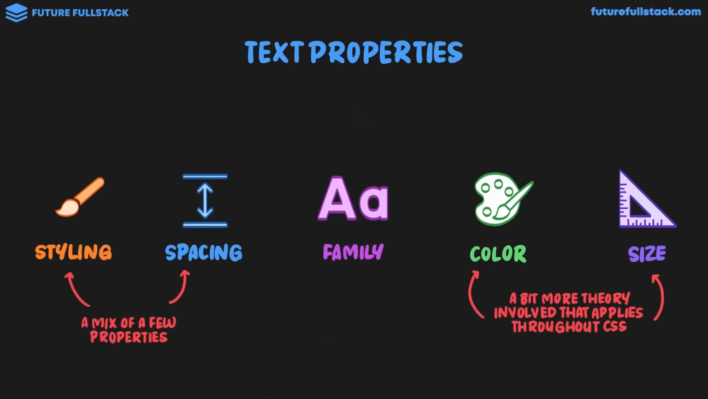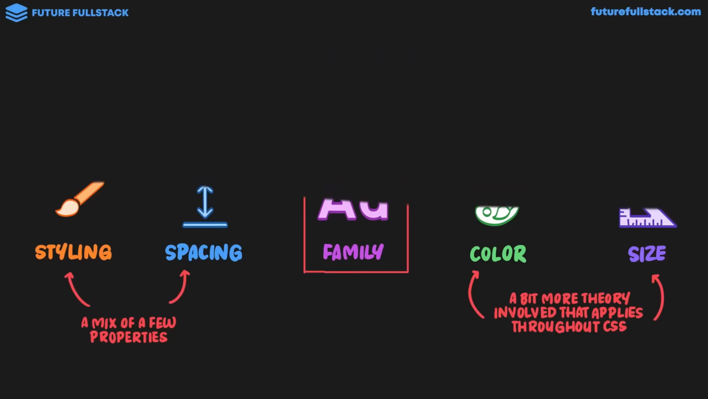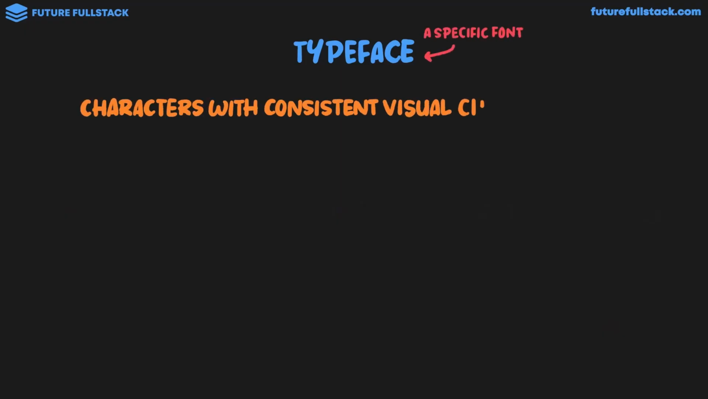So far, we've looked at styling, spacing, and size. In this chapter, we will be discussing font family. Let's start by talking about a typeface. A typeface is just a fancy word for a specific font. A font features characters with consistent visual characteristics. Now, typefaces or fonts are organized into groups.